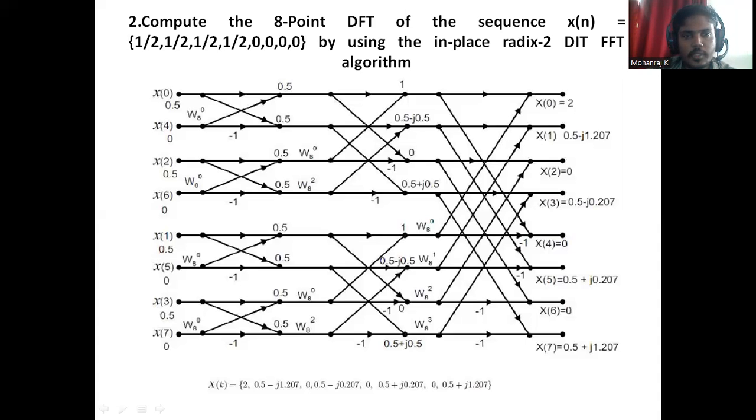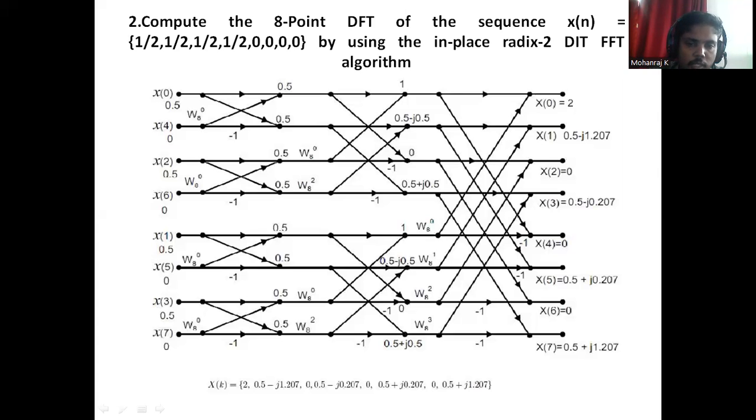For this value, 0.5 minus 0.5 times 1 equals 0. For the next value, 0.5 times minus j times minus 1 gives j 0.5, so 0.5 plus j 0.5.